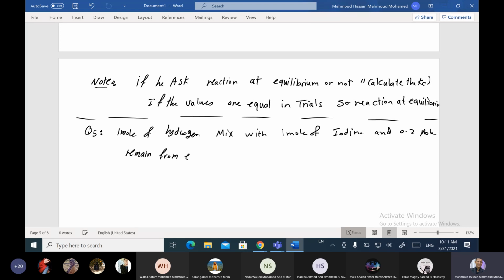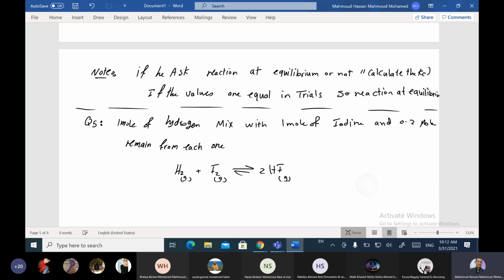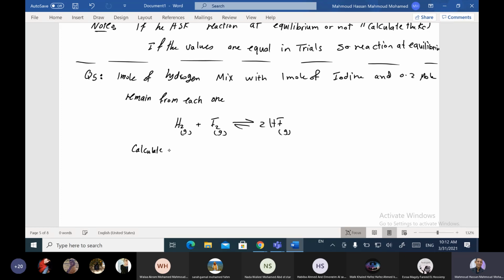From H2 plus I2 gives us 2HI. Calculate the equilibrium constant Kc if you know that the container volume is equal to 2 liters.